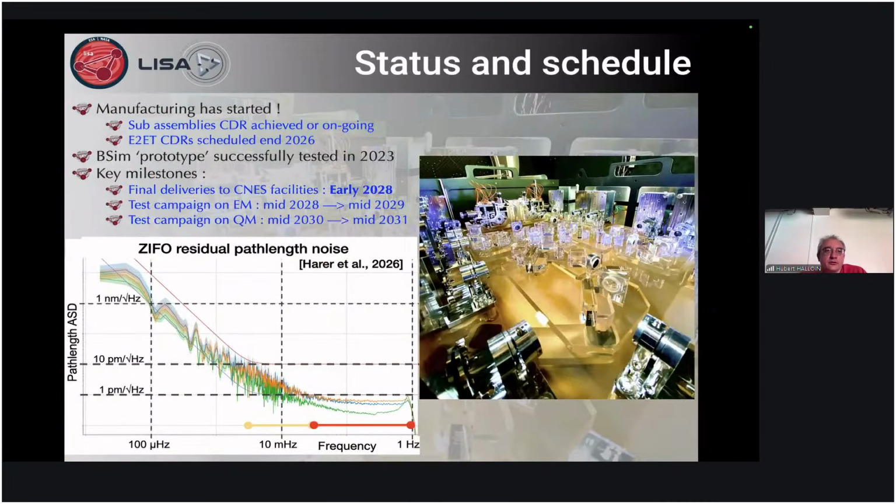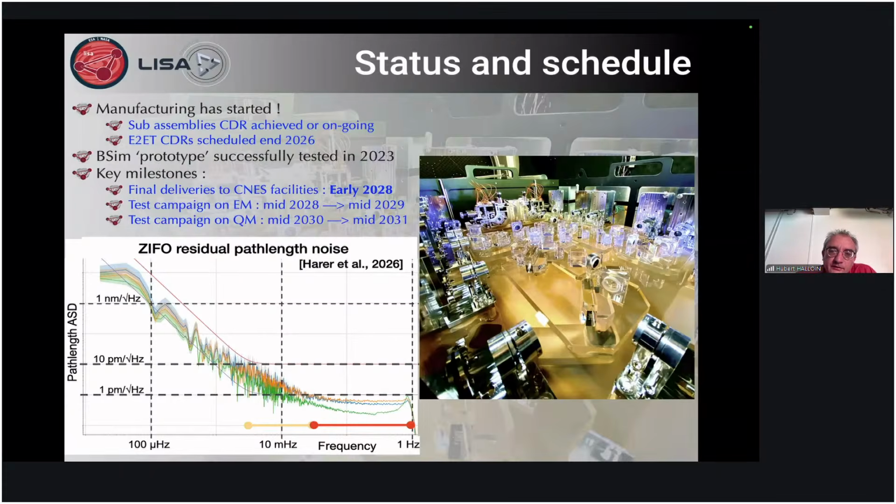And just to give you a quick status of where we are now, the manufacturing of the optical test benches and all the facilities and GSEs required for testing LISA are being manufactured right now. We have either achieved or are achieving critical design reviews for all the subsystems, and the global CDR for the end-to-end test is scheduled somewhat at the end of this year.